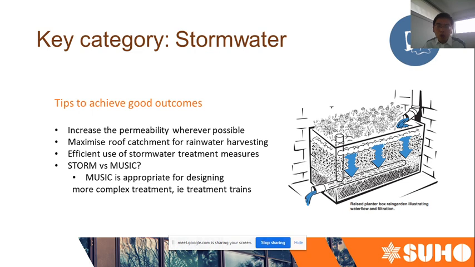And we have two tools to assess the stormwater. One is STORM, another is MUSIC. STORM is more like simple and easy to use software, while MUSIC is more appropriate for designing more complex treatment, like treatment trains or large-scale development. We will have another webinar which will cover the use of MUSIC. So if you are interested, you can join us in the MUSIC webinar to have more information.